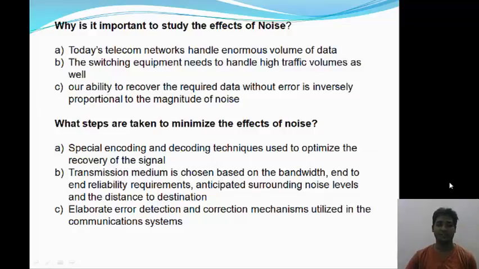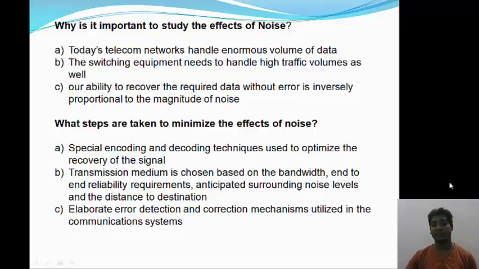In a data transmission or communication system, we use special encoding and decoding techniques in the receiver and the transmitter side to optimize the signal. The transmission medium is also chosen based on the bandwidth we use and the end-to-end reliability requirements. Suppose we don't need a highly reliable system, then we will use some other techniques.